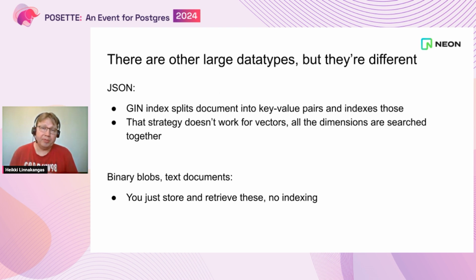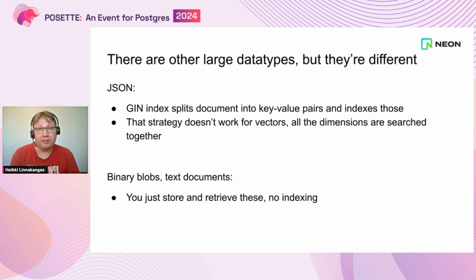So what's the big deal really with vectors and being large? I mean, we have other data types that are also large. For example, you can have just text documents, or you can have binary blobs. The difference is that with a text document, you just store it in the database and you can retrieve it back, but you're not typically doing any queries on those large documents or binary blobs if you're storing images or such. You're not really doing any queries on them.